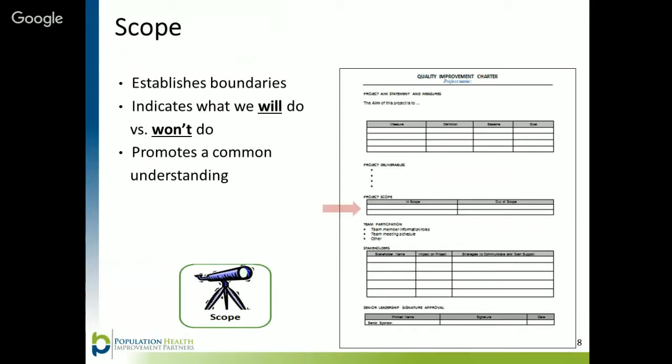The project scope section answers the question, what can we accomplish given the timeline and resources? It sets boundaries for the project and allows your team to communicate what will be accomplished during the given time frame and what will not be accomplished. Establishing scope creates common understanding between your team and the project sponsor, so there are no surprises.